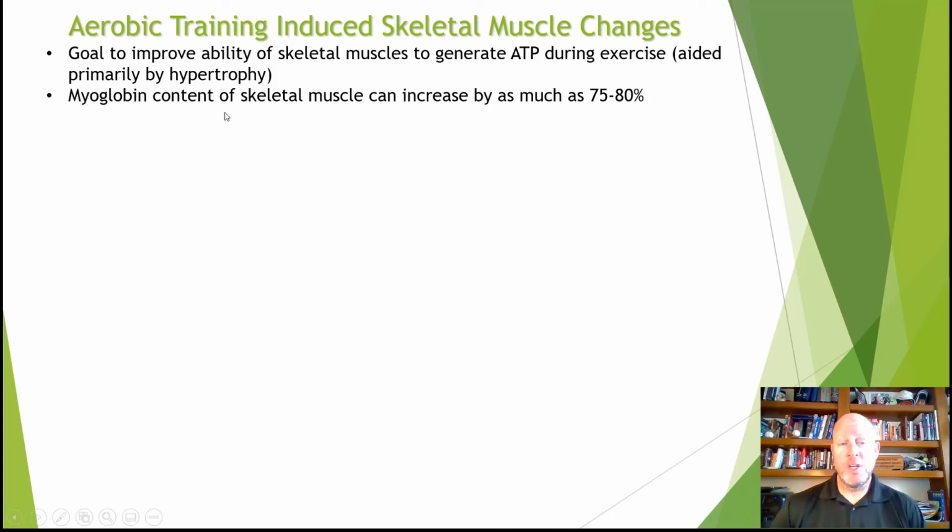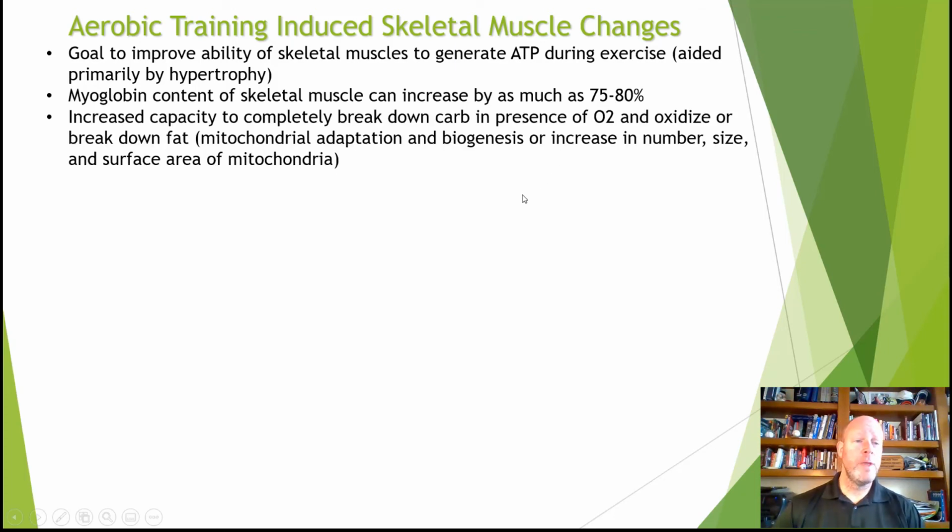The myoglobin content of skeletal muscle can increase by as much as 75 to 80%. Not shocking. Obviously referring more specifically to the type 1 fibers, but also type 2 fibers. And increased capacity to completely break down carbs in the presence of oxygen and/or oxidize, or break down, fat. That's due to mitochondrial adaptation and biogenesis, referring to the increase in the number, size, and surface area of mitochondria.